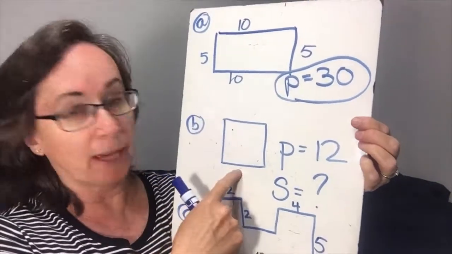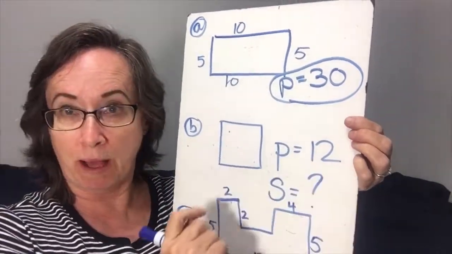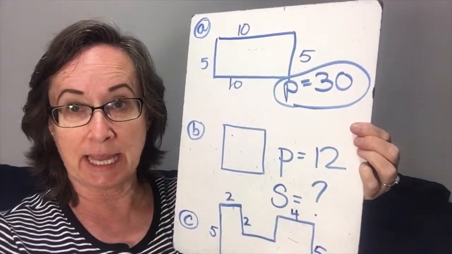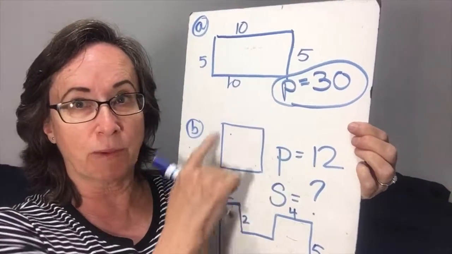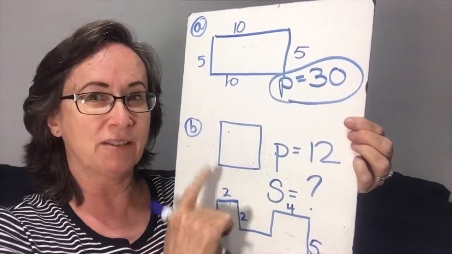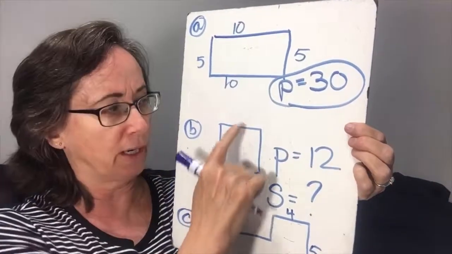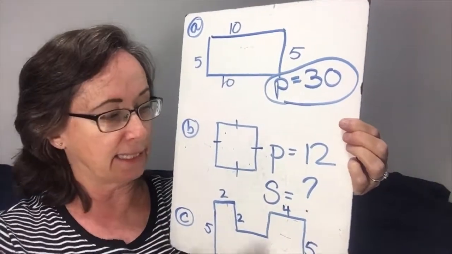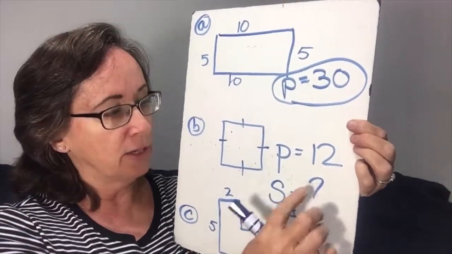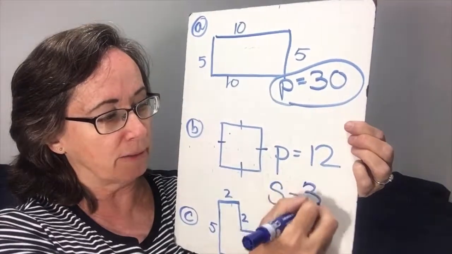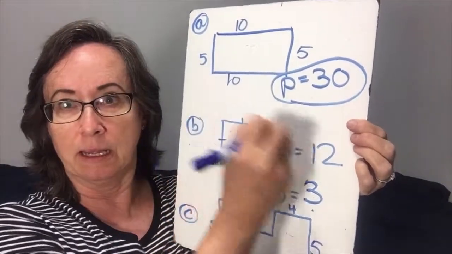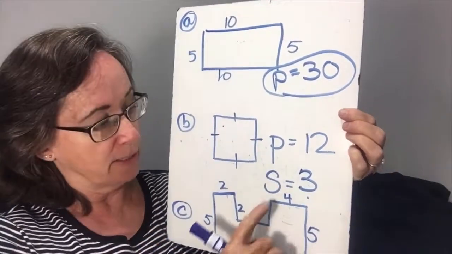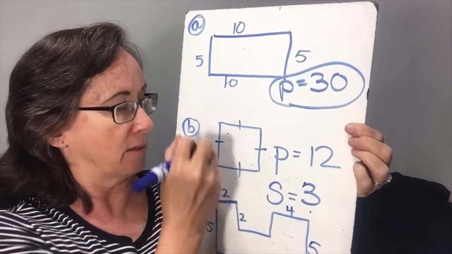Practice B tells us we have a square that has a perimeter of 12. Now we know something about a square, and that is that it has 4 sides the same. So if the whole distance around is 12, wouldn't I divide the 12 by 4 equal sides? Remember those little tick marks there? 4 equal sides to get the length of one side. So 12 divided by 4 is 3, and if we added 3 plus 3 plus 3 plus 3, we would get 12, or 3 times 4 is 12. So the side length of the square is 3.